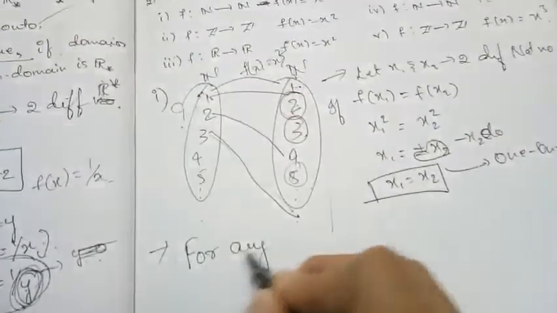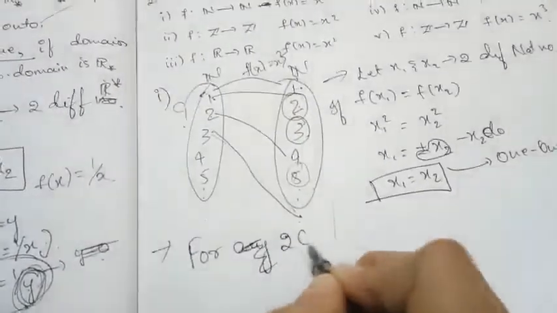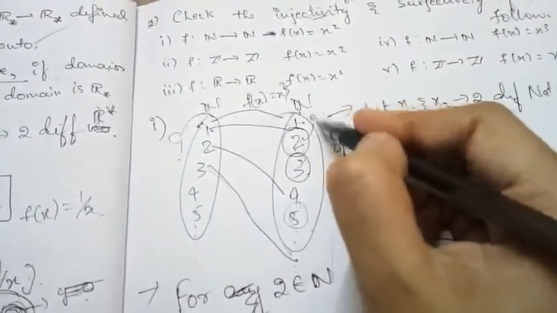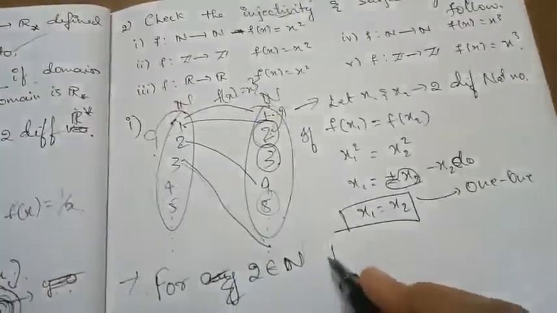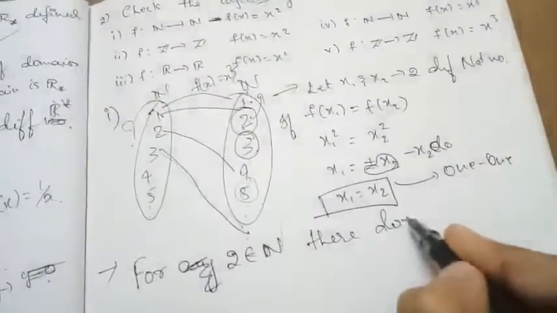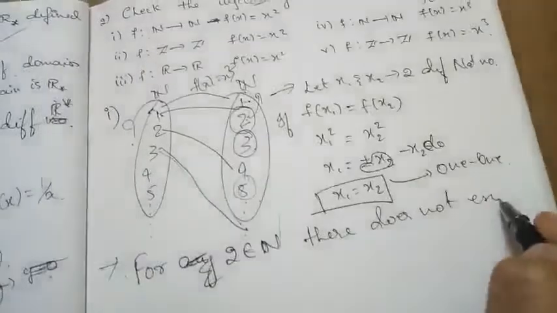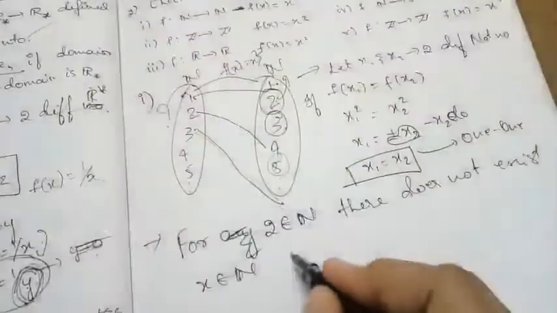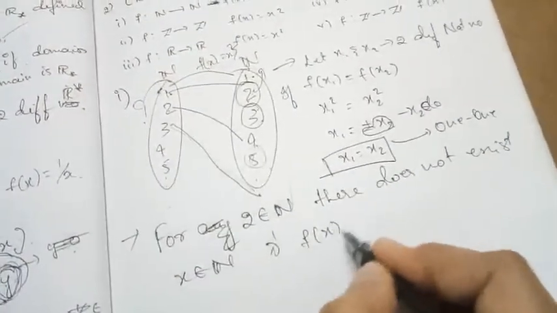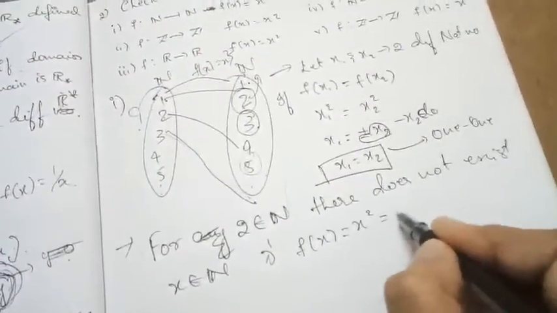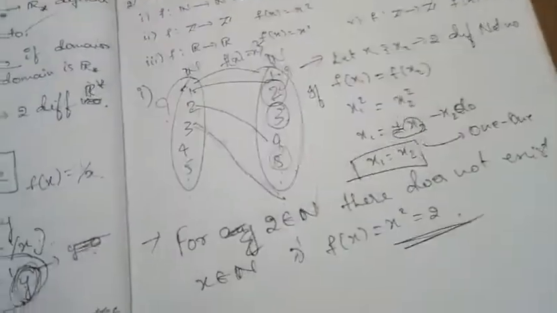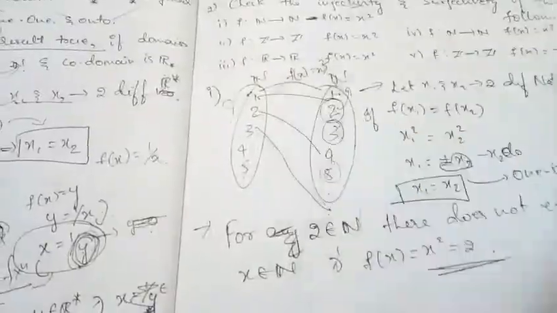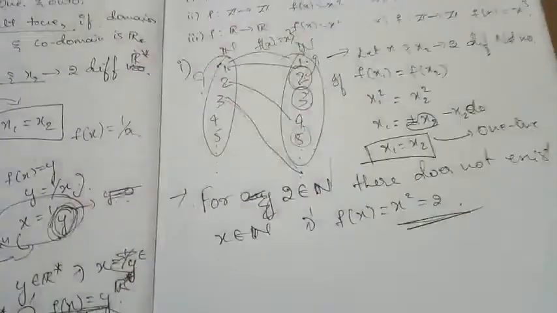For 2 which belongs to the set of natural numbers, I am taking 2, there does not exist x which belongs to the set of natural numbers such that f of x is equal to x square, which is 2. If you write this much, then it is done, because one number is enough to say that it is not the image of any element present in the domain.